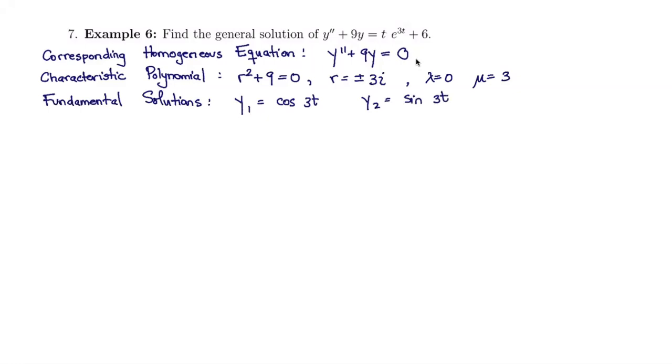And you can verify that these are indeed linearly independent through the Wronskian determinant. And so in which case you'll find that the homogeneous solution to this equation is a linear combination of the cosine of 3t and the sine of 3t.